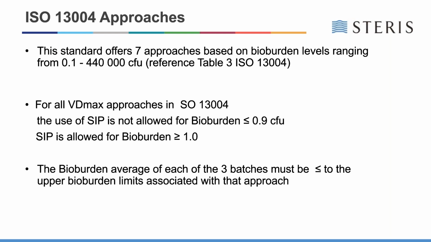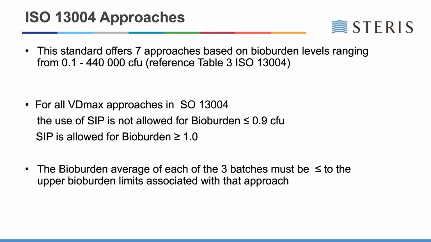We can reference table 3 in the ISO standard, and we can map out exactly where those maximum ranges fall. For each of the VD Max approaches in the ISO standard, the SIP is allowed when your bioburden is greater than 1. However, you will not be allowed to use a SIP if your bioburden is less than 0.9 CFUs. The other thing that's important to note is that your bioburden average from each of the 3 batches must be less than or equal to the upper bioburden limits associated with that approach.